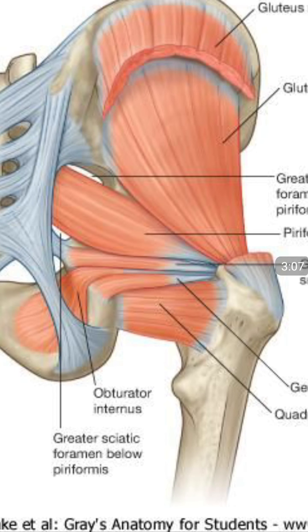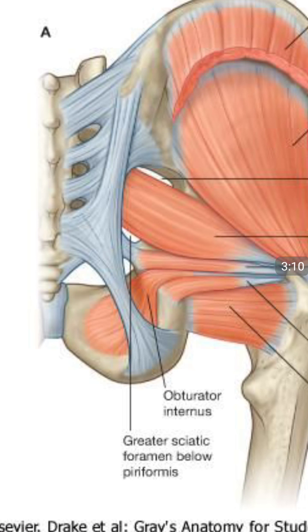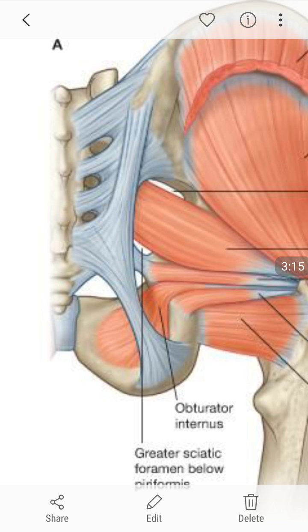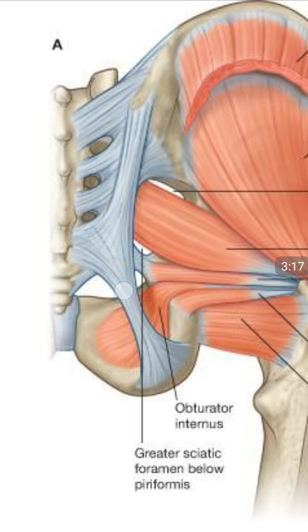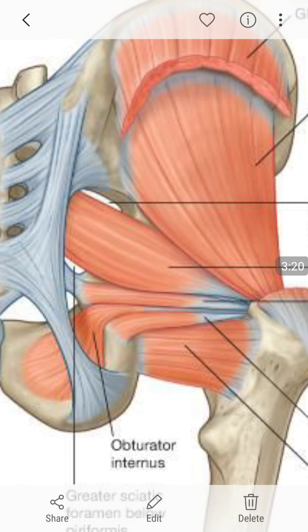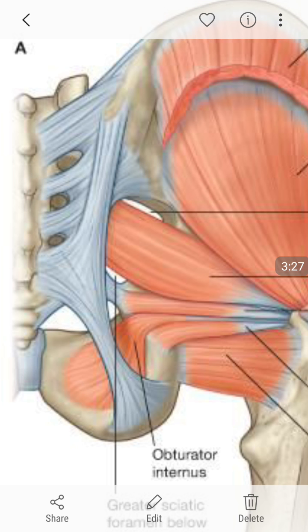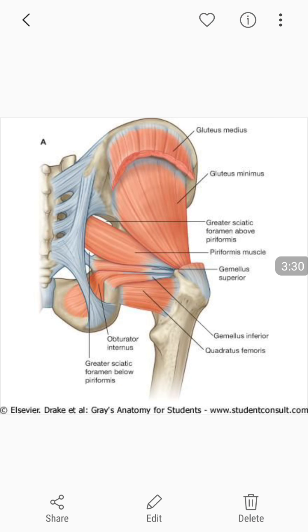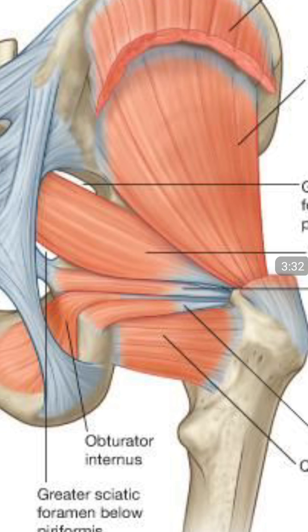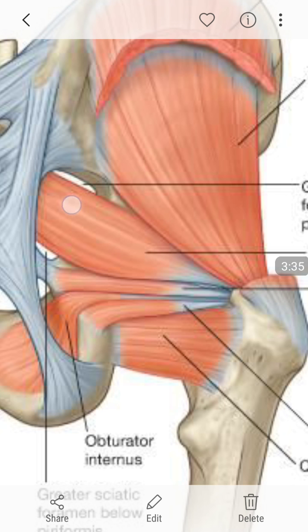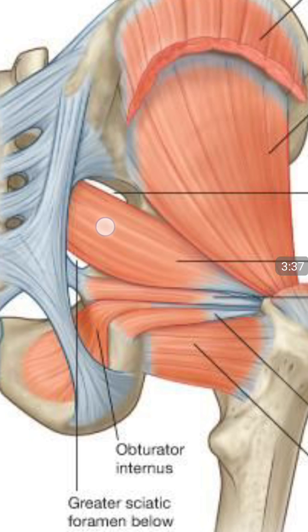Now you are looking at the same structure from the posterior aspect. This is the sacrum, this is the ischial tuberosity, this is the sacrotuberous ligament. Here this is the sacrum and this is the spine, so this one is the sacrospinous ligament. The sacrospinous ligament converts the greater sciatic notch into the greater sciatic foramen, and this is the piriformis muscle. The piriformis muscle is getting out of the pelvis through this greater sciatic foramen.